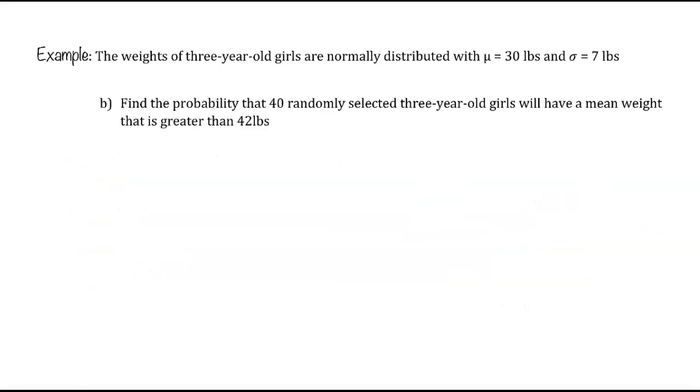Now, instead of looking at an individual girl, let's now find the probability that 40 randomly selected 3-year-old girls will have a mean weight that's greater than 42 pounds. We are now interested in the mean of the sample means, which is the same as the original mean, or 30. We also need the standard deviation of the sample means, which is equal to the population standard deviation divided by the square root of the sample size. In this case, the population standard deviation is 7, and our sample size is 40.